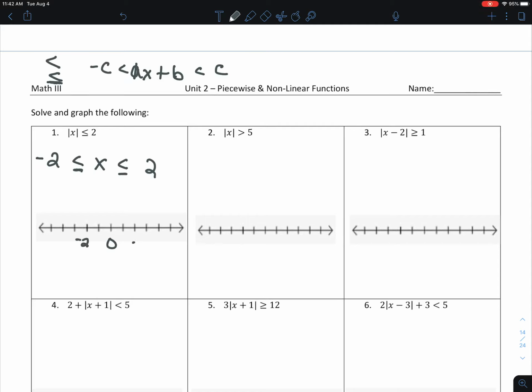So how do we graph this? Well, we're going to have to start with negative 2 and 2. Our solution is going to be a closed circle on negative 2, a closed circle on 2, and shaded in between.